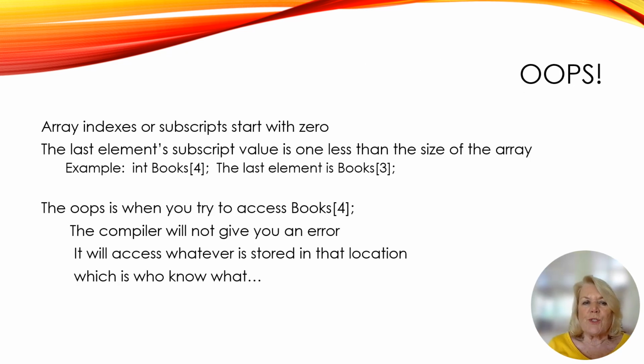Array indexes or subscripts start with 0. The last element subscript value is 1 less than the size of the array. So as an example, we have an array called books. There are 4 elements in the array, and they're all integers. The last element in the array of books is books subscript 3. If you try to access books subscript 4, the compiler will not give you an error. It will access whatever is stored in that location, which is who knows what.